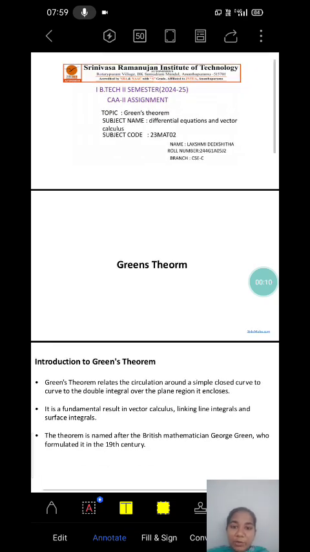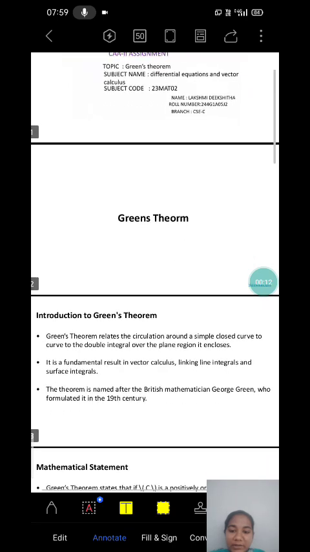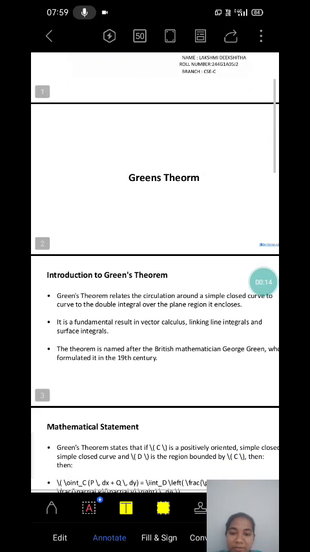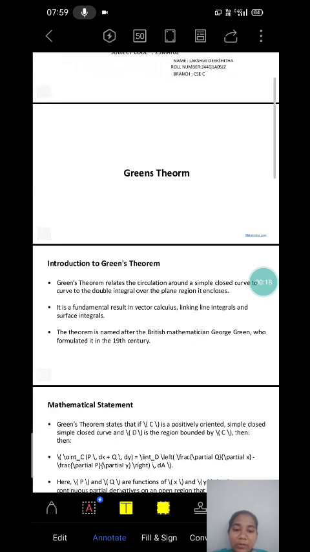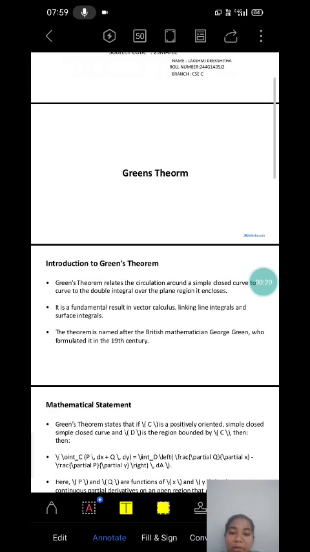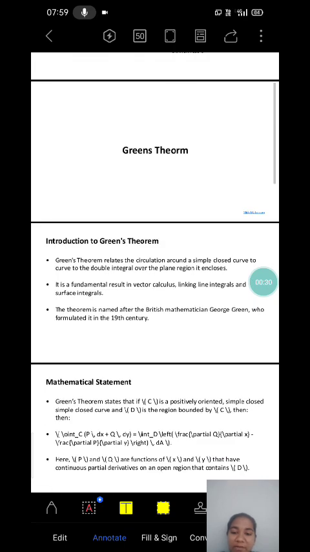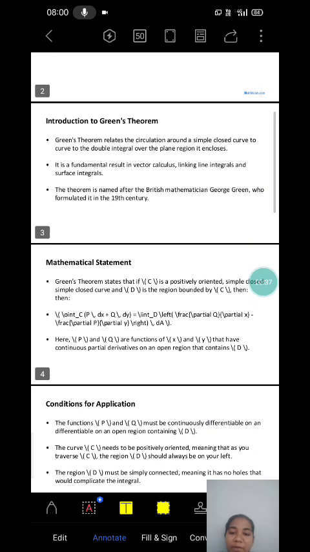I am explaining my topic about Green's theorem. Introduction to Green's theorem. Green's theorem relates the circulation around a simple closed curve to the double integral over a plane region it encloses. It is a fundamental result in vector calculus linking line integrals to surface integrals. The theorem is named after British mathematician George Green, who formulated it in the 19th century.